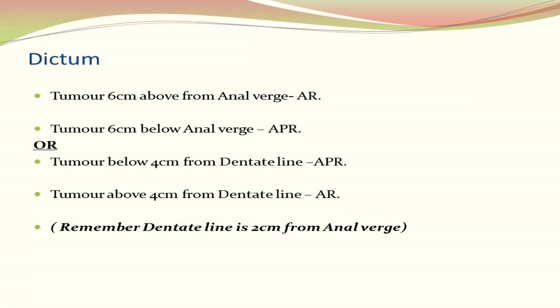So, a tumor which is just 6 cm above the anal verge, we do an AR. A tumor which is 6 cm below the anal verge, we do an APR.